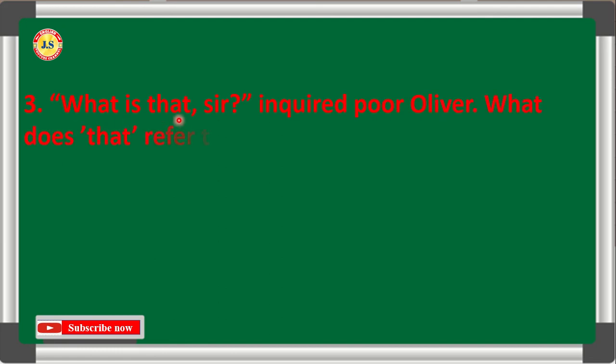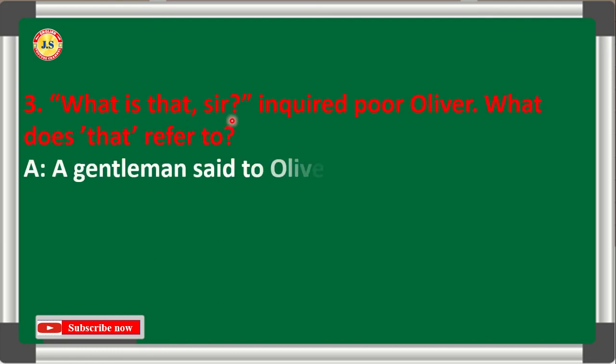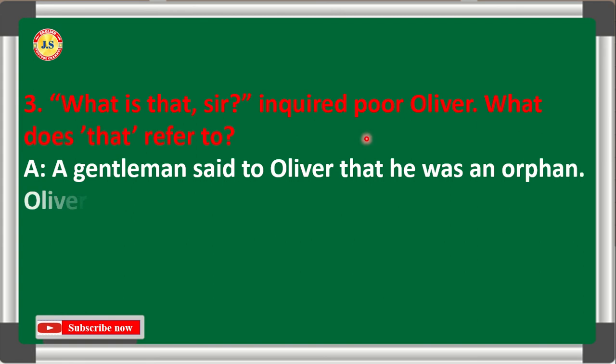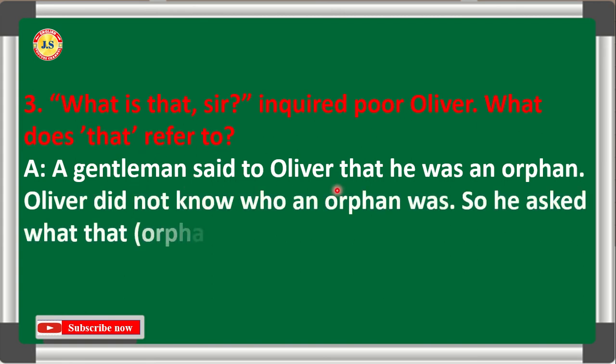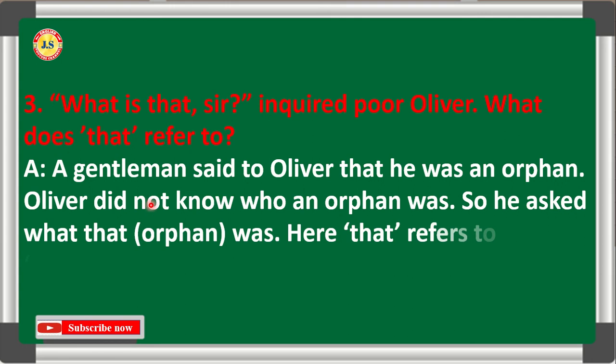Third question. What is that, sir? Inquired poor Oliver. What does that refer to? Answer, the gentleman said to Oliver that he was an orphan. Oliver did not know who an orphan was. So he asked what that orphan was. Here that refers to orphan.